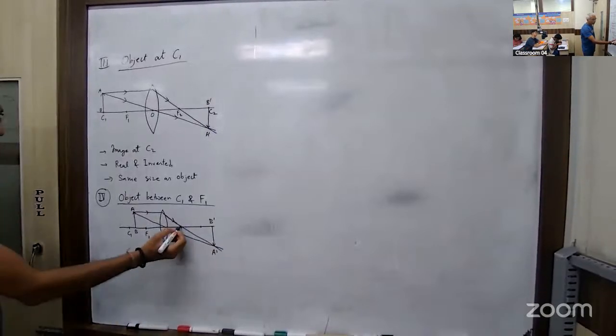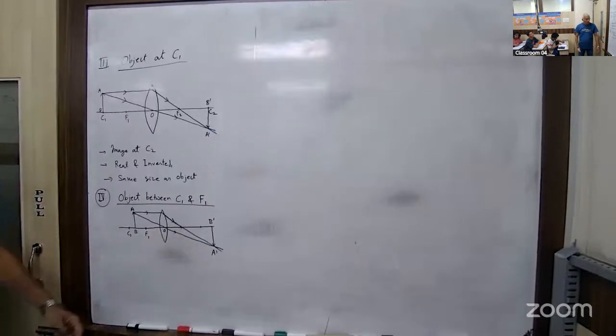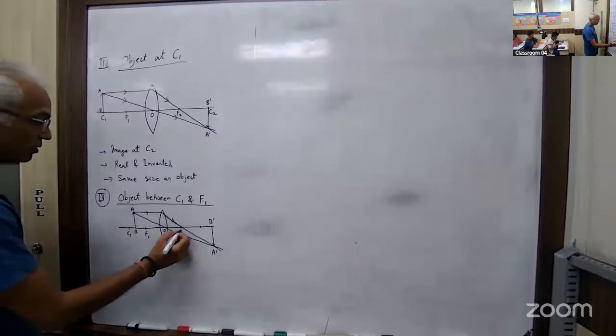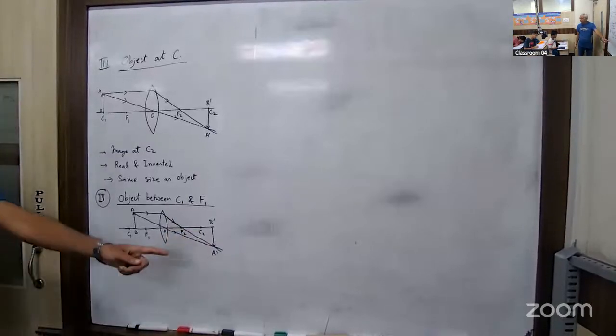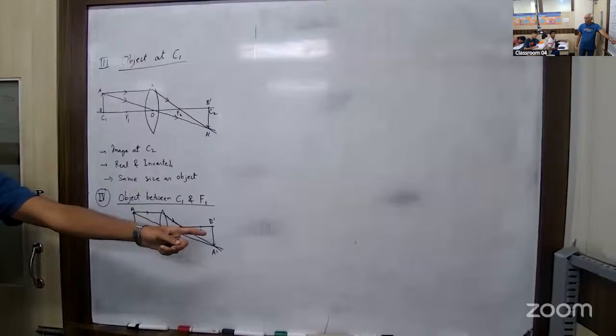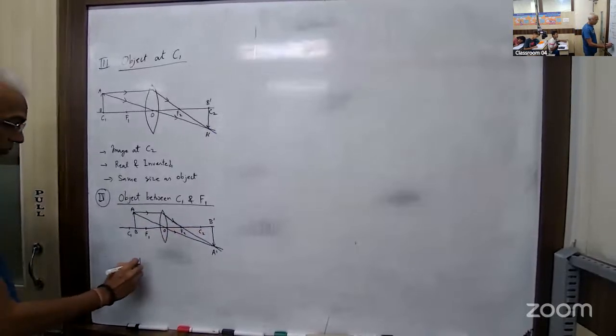Okay, try to draw the ray diagrams yourself and see. It is very predictable now. The image is beyond C2.